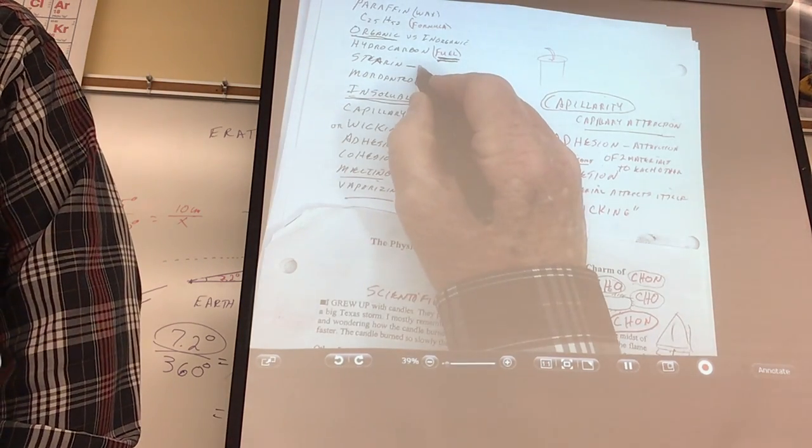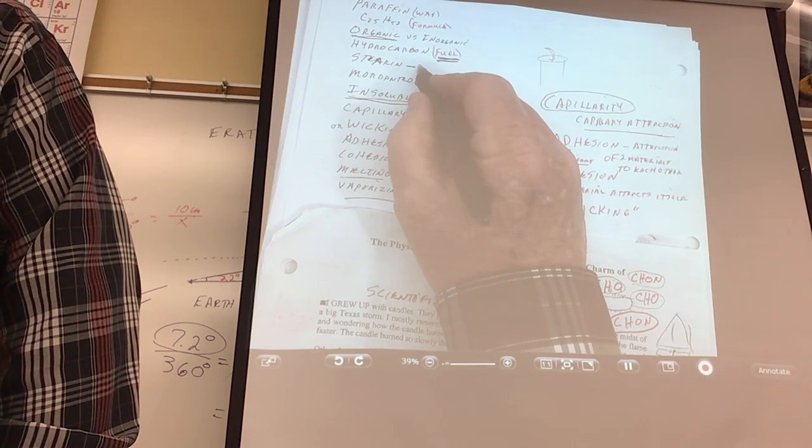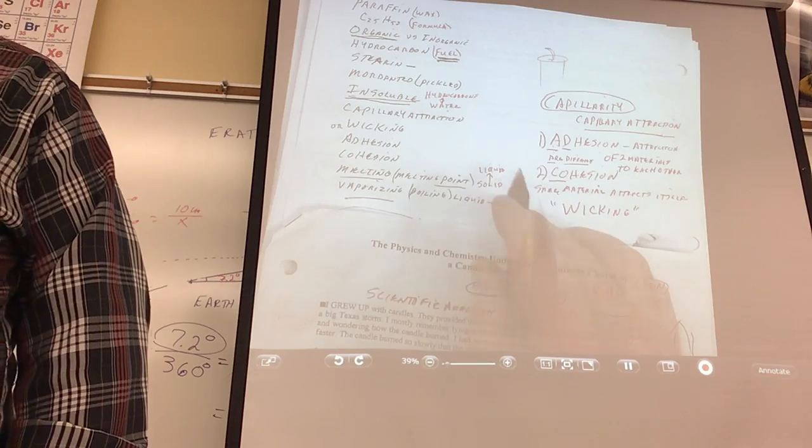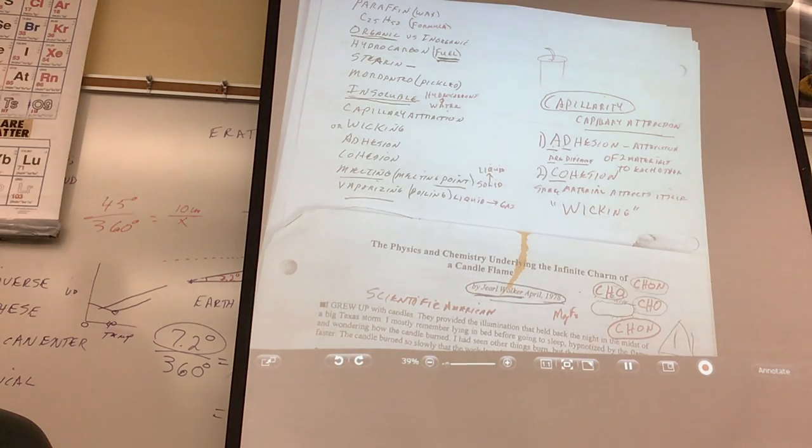Say it again? Right, so it raised the melting point. It raised the melting point of the wax. What is the melting point?